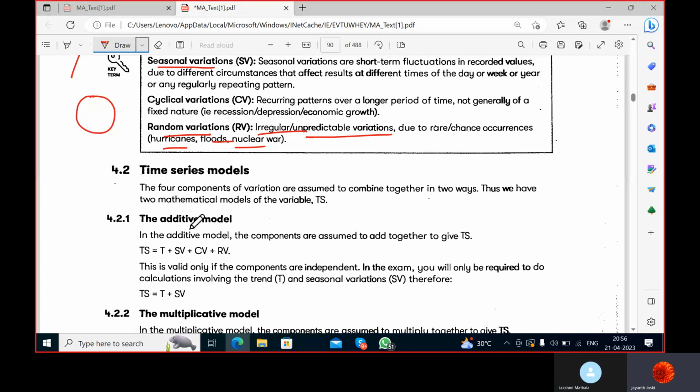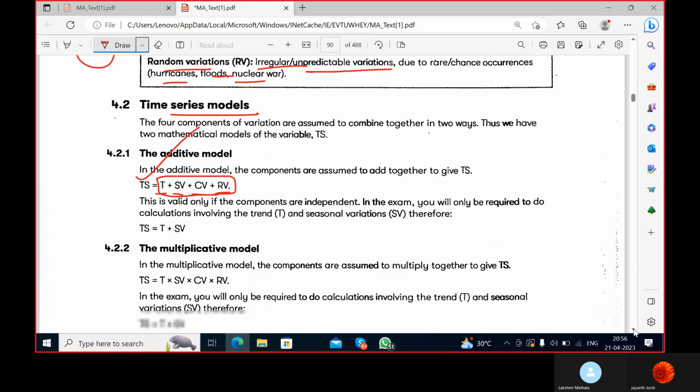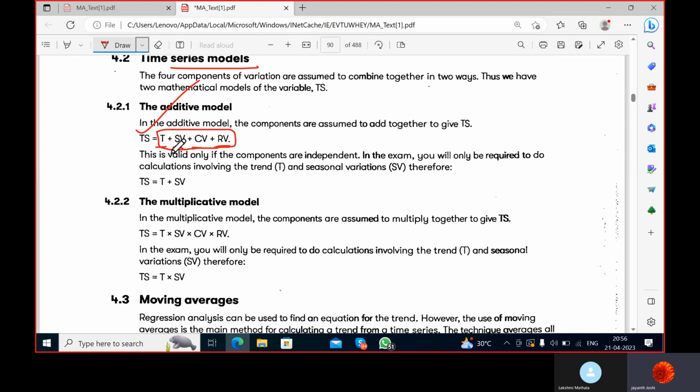So in time series, there are some models. First is the additive model. In that we add trends with seasonal variations, with cyclical variations and with random variations. When we add up all this, we get the time series. That means over a period of time, how the data is behaving, by taking into consideration the trend, the seasonal variations, the variations during a particular cycle, and the random irregular variations.